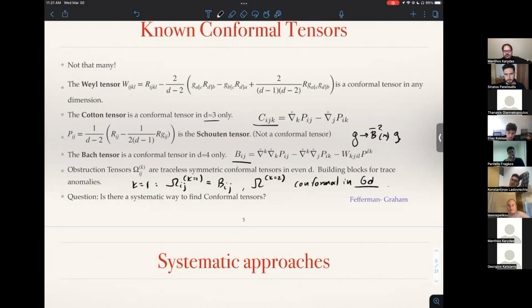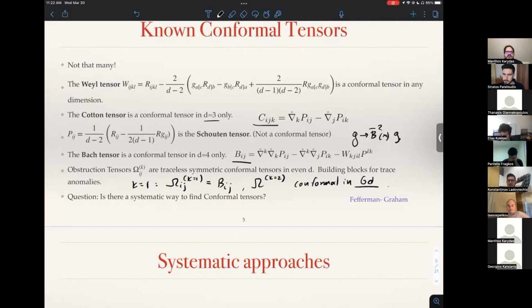Now if I go to 6D, I know that the anomaly is the Euler density plus a linear combination of Weyl tensors in 6D. Is that the standard thing? And then if I take the functional derivative with respect to the metric, I get an obstruction tensor. Is this right? That is right. That's exactly right.